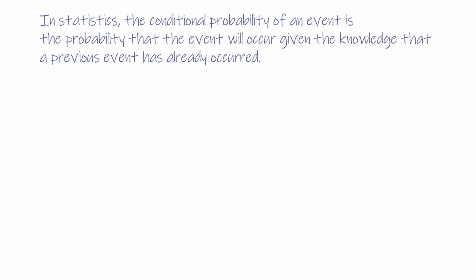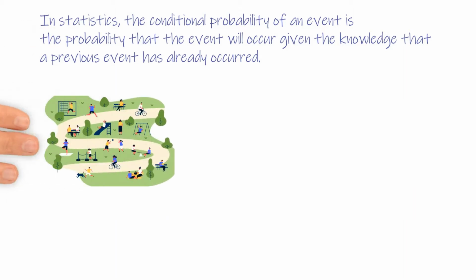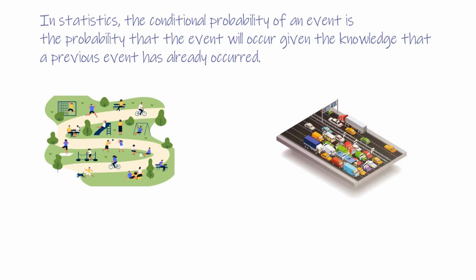Have you ever heard something like, "The weather is so nice today, there must be a lot of people in the park," or "Traffic will be getting better after the rush hour"? This all sounds very reasonable, but take a moment to think about where these conclusions come from. What is the logic behind them? Well, they are based on conditional probability.